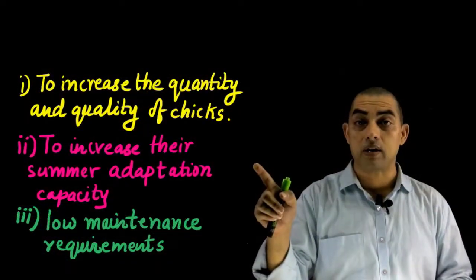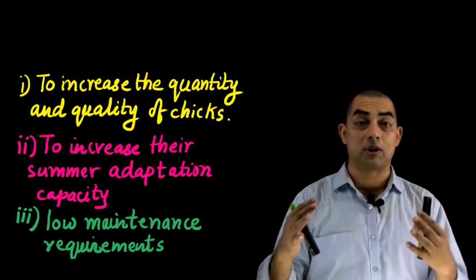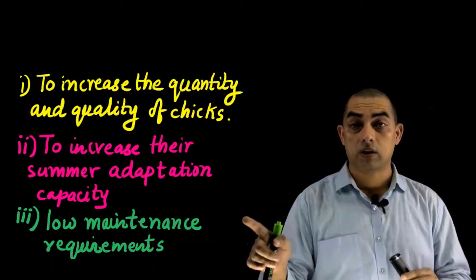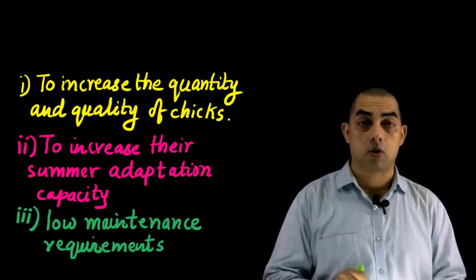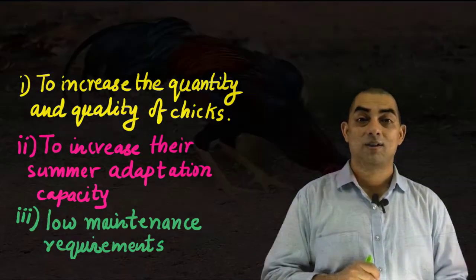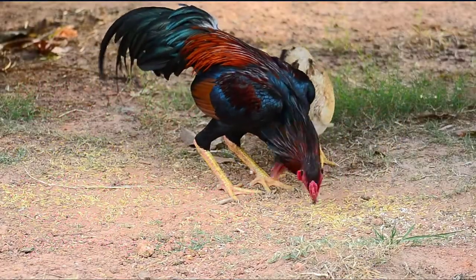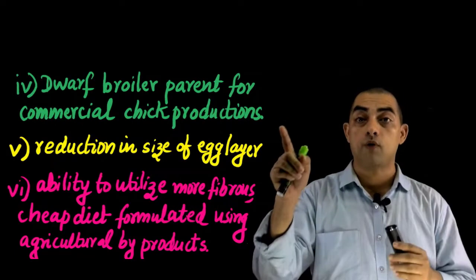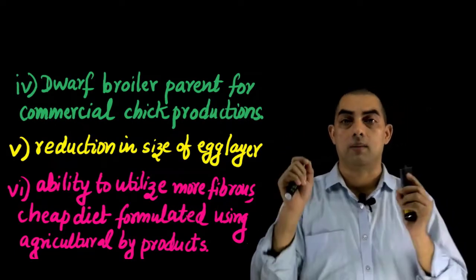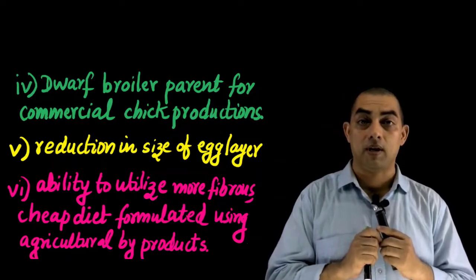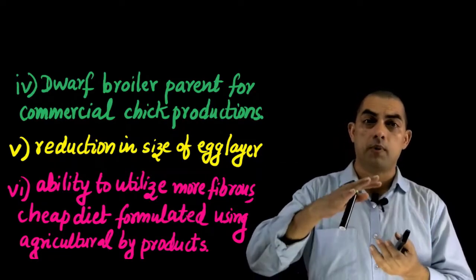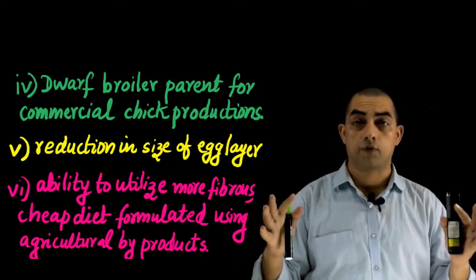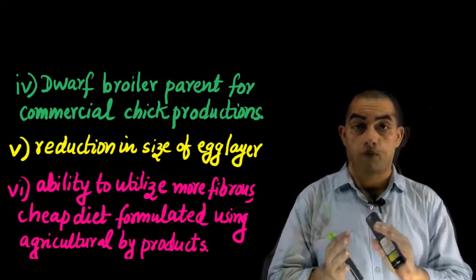The second point is to increase their summer adaptation capability so that they can withstand the temperature. Third thing is the low maintenance requirements. The Indian hens don't require a lot of maintenance as compared to the exotic breeds. Point number 4, dwarf broiler parent for commercial chick production. That means the broiler should not be very tall or should not be very fat, occupying a lot of space. So it should be dwarf.